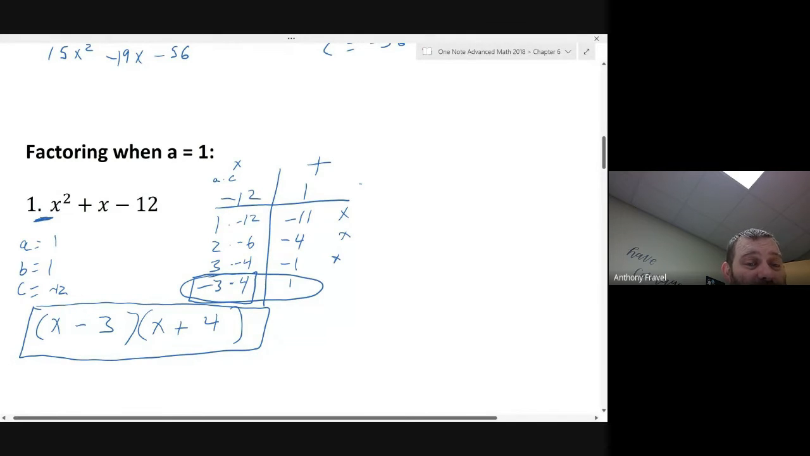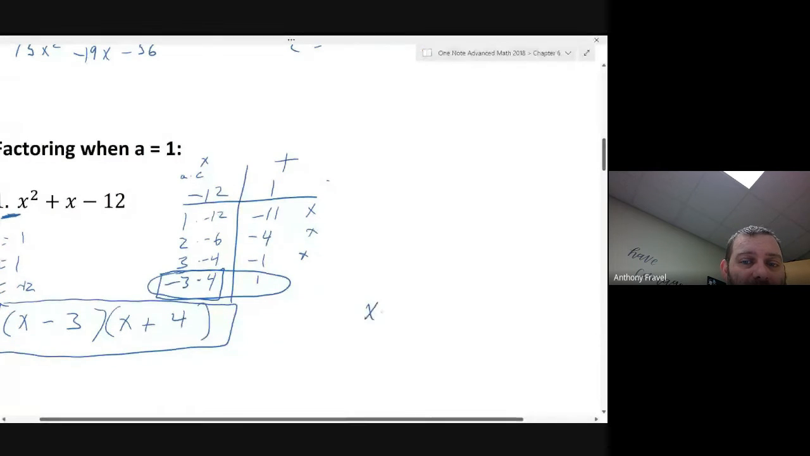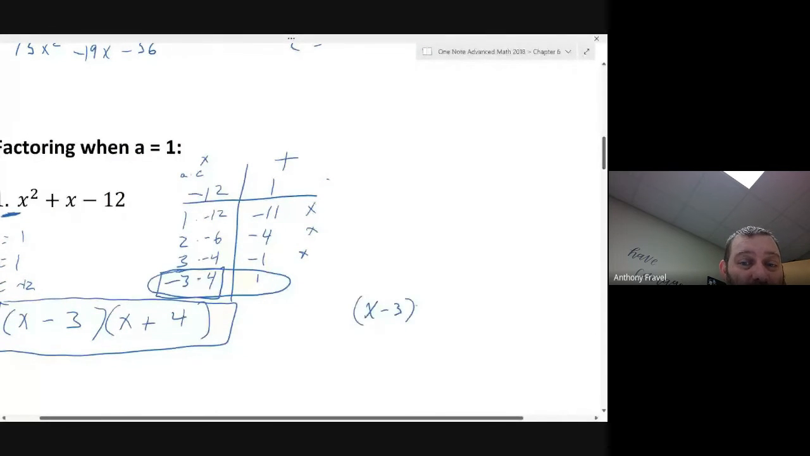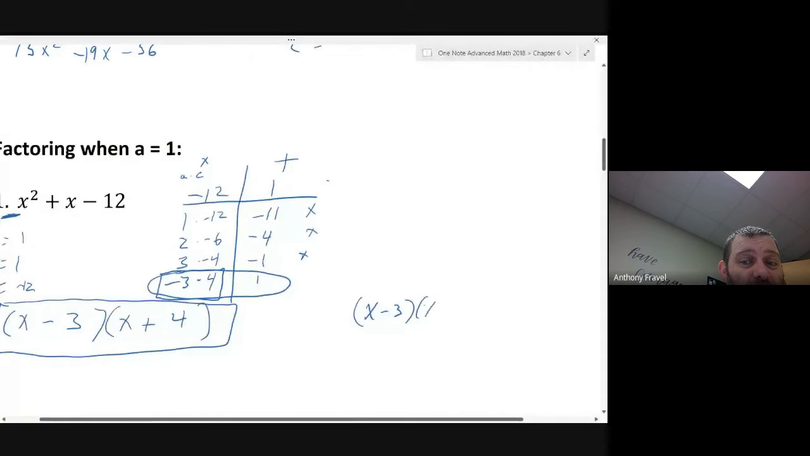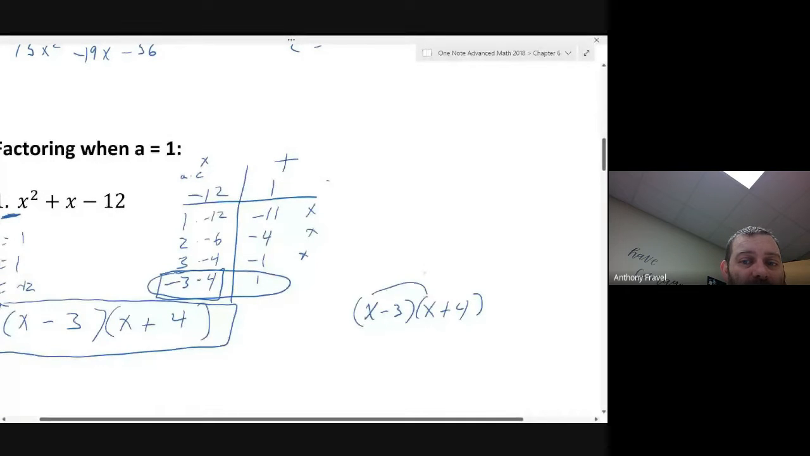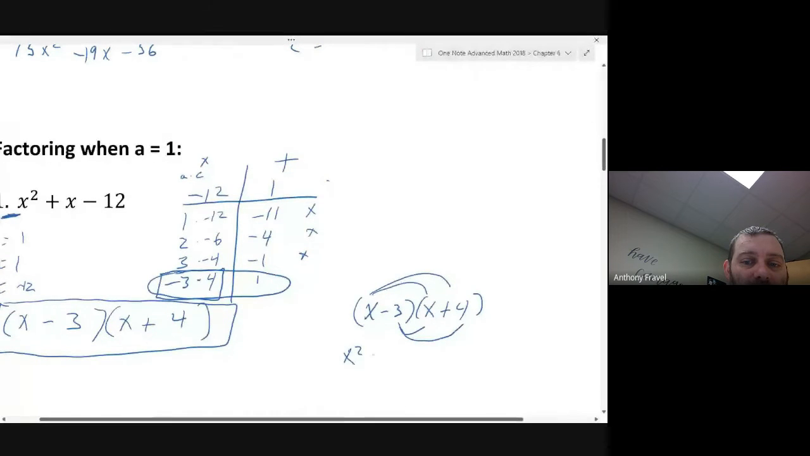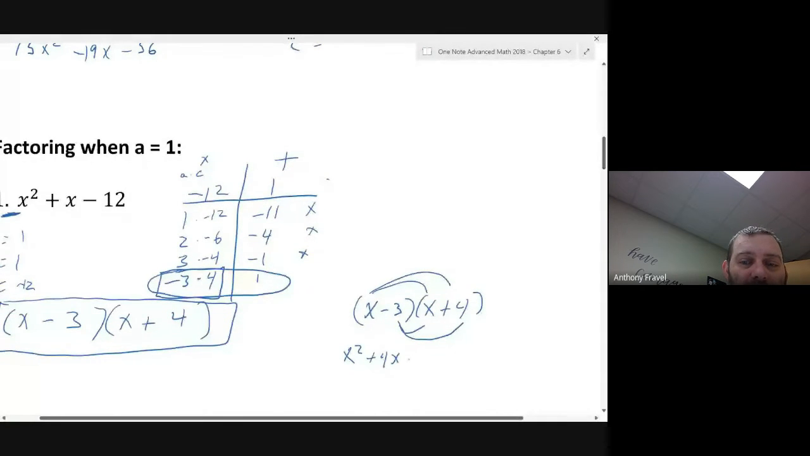You don't need to do this next step, but I'm going to show you. We had X minus 3. I'm just going to rewrite it. I'm actually going to do the FOIL on it to show you that it is the correct answer. I'll do the FOIL first, outside, inside, and last. That gives me X squared plus 4X minus 3X minus 12. Combine like terms, I get X squared plus X, or I could say 1X, minus 12.